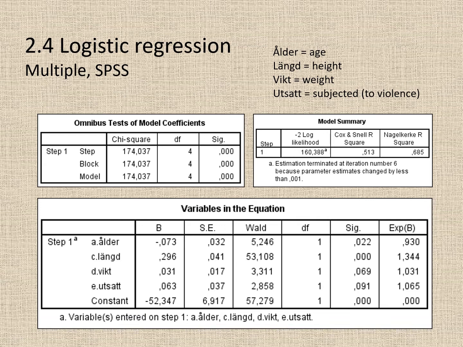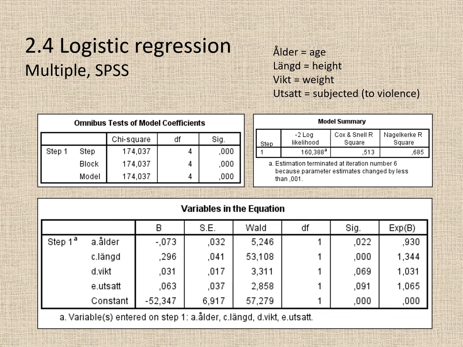So what does this mean? The Nagelkerke R square is 0.69. What does it mean? 69% of the variance in the odds of being a man can be explained by these 4 predictors. Exactly. That's what it says. So it sounds like quite a high number. A lot of the variance in the odds of being a man can be explained by this.